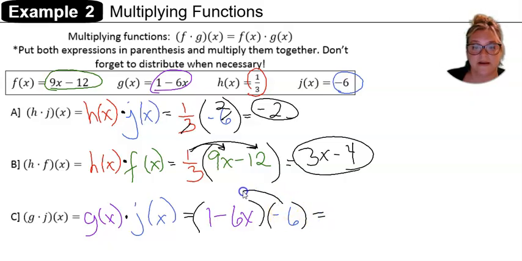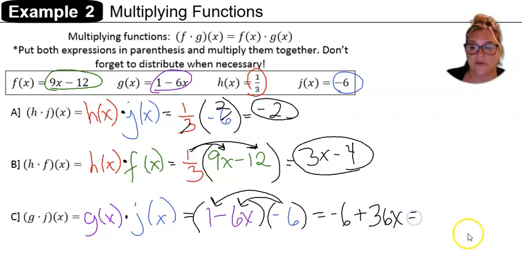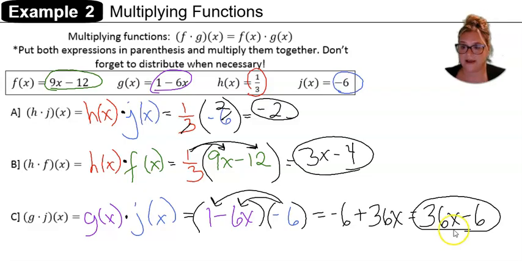So I'm taking this -6 times the 1 in the binomial, and that's -6. Then -6 times -6x. The negative times a negative is a positive. Then the 6 times 6x is a 36x. And when we put that into standard form, our linear term comes first, followed by the constant. So this will be 36x minus 6.